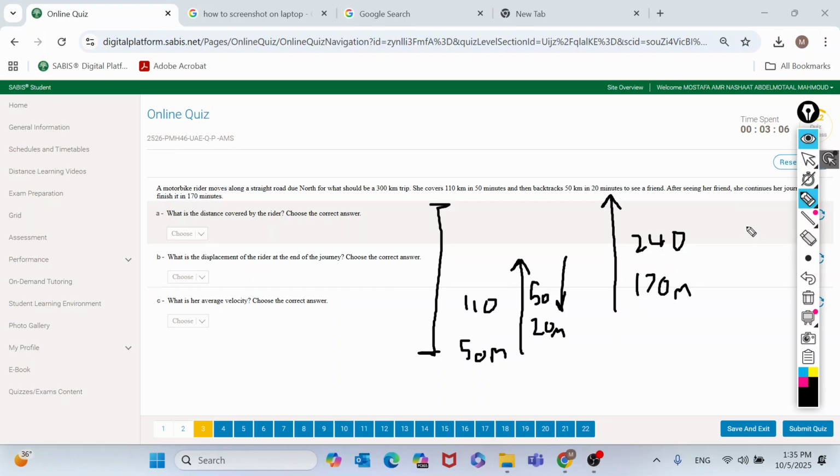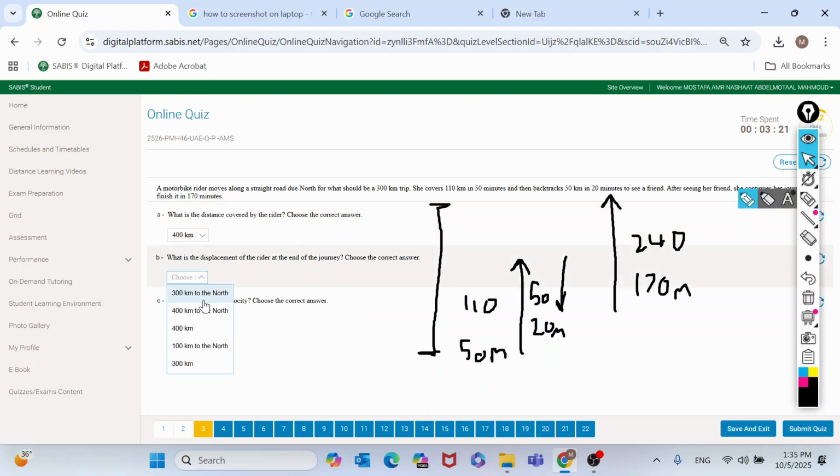I know the 170 minutes seems like she finished the whole journey in 170 minutes, but no, they mean only this part. Okay, so distance covered: 110, plus 50, plus 240, you get 400. The displacement is 300 kilometers to the north. Displacement is a vector quantity, so you need to put magnitude and direction. Her average velocity, okay.